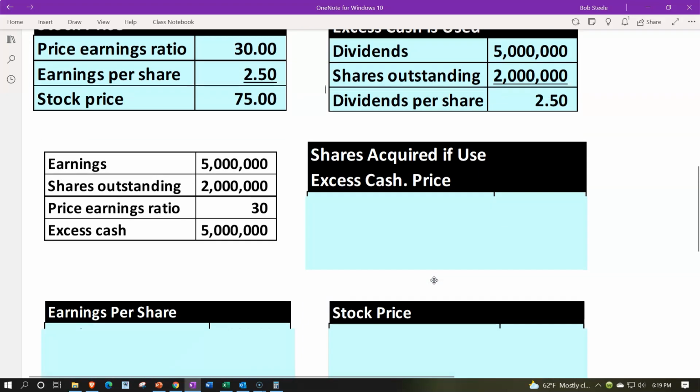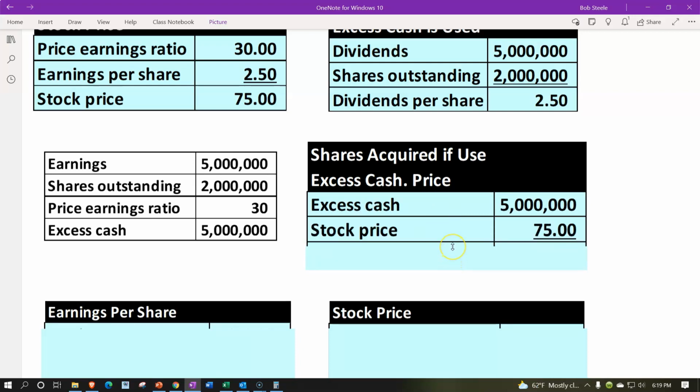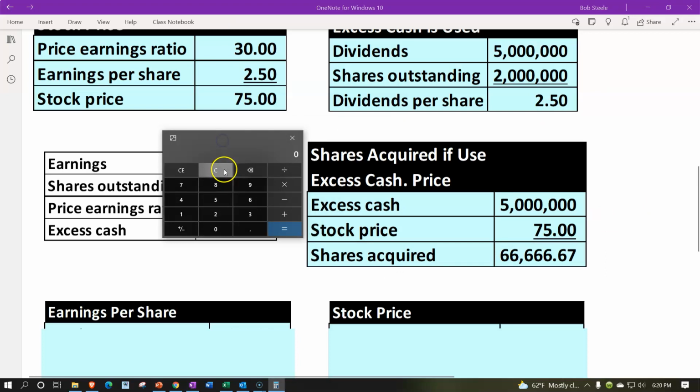Then we're going to say, well, how many shares could we acquire if instead we took that 5 million and acquired the shares? So if we reacquire these shares, we're going to take that excess cash of the 5 million and the stock price of the $75, imagining we can buy them back at the 75. And that's the 75 we calculated up here. We're imagining it to be the stock price. So how many shares could we then buy? Well, we've got the 5 million divided by the 75.